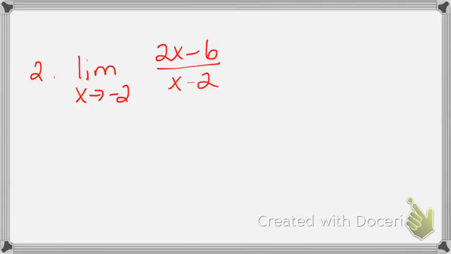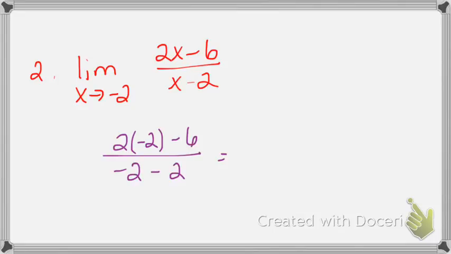So then let's look at another example. The limit as x approaches -2 again, 2x minus 6 over x minus 2. Again, just always start by plugging it in, see if it works. Plug in a -2 for x on top. Plug in a -2 for x on the bottom and work it out.